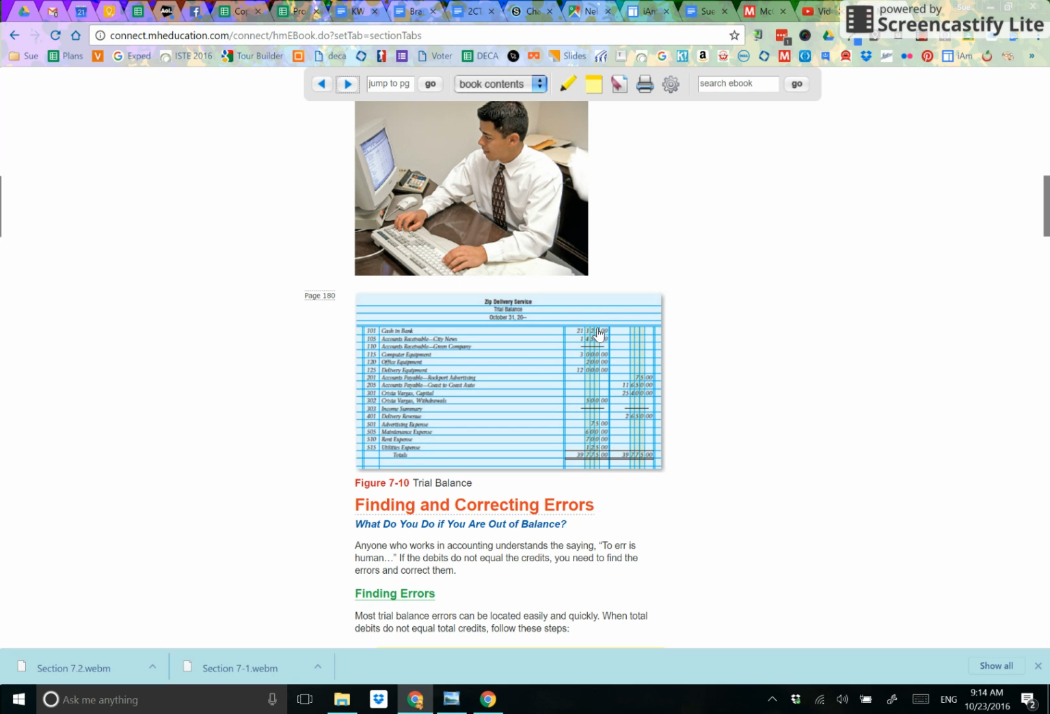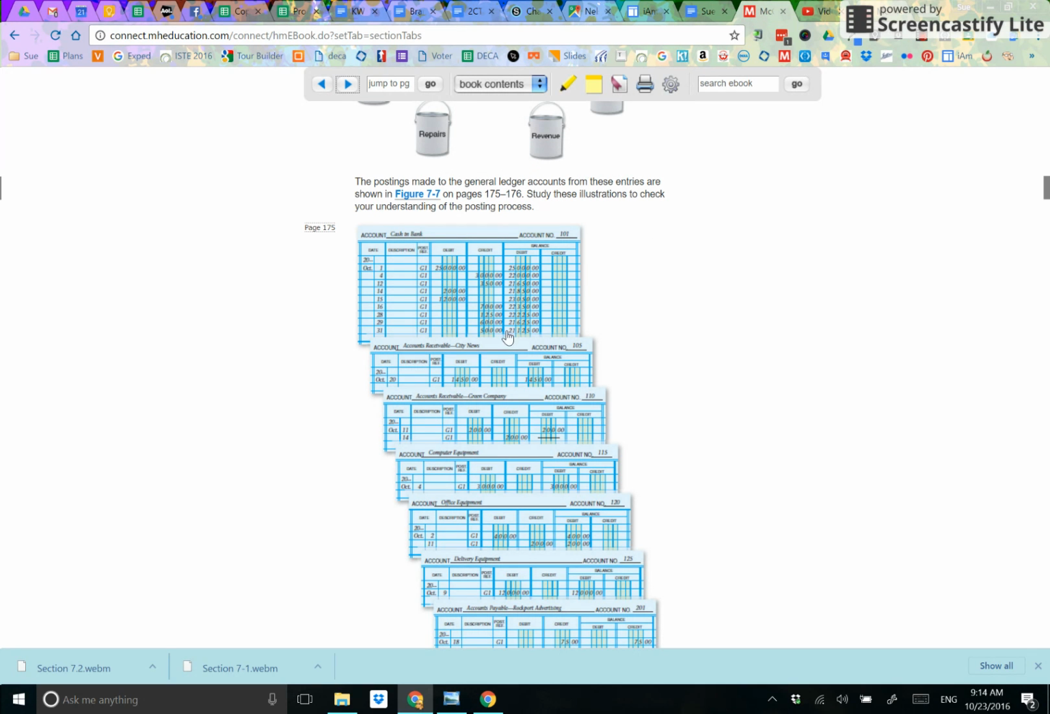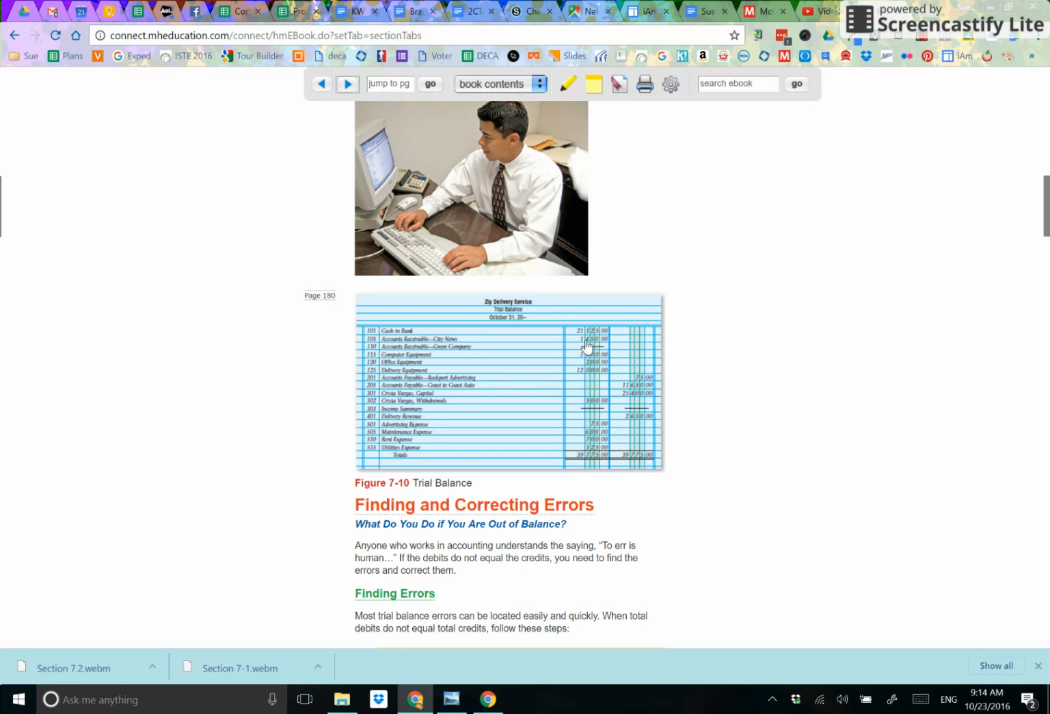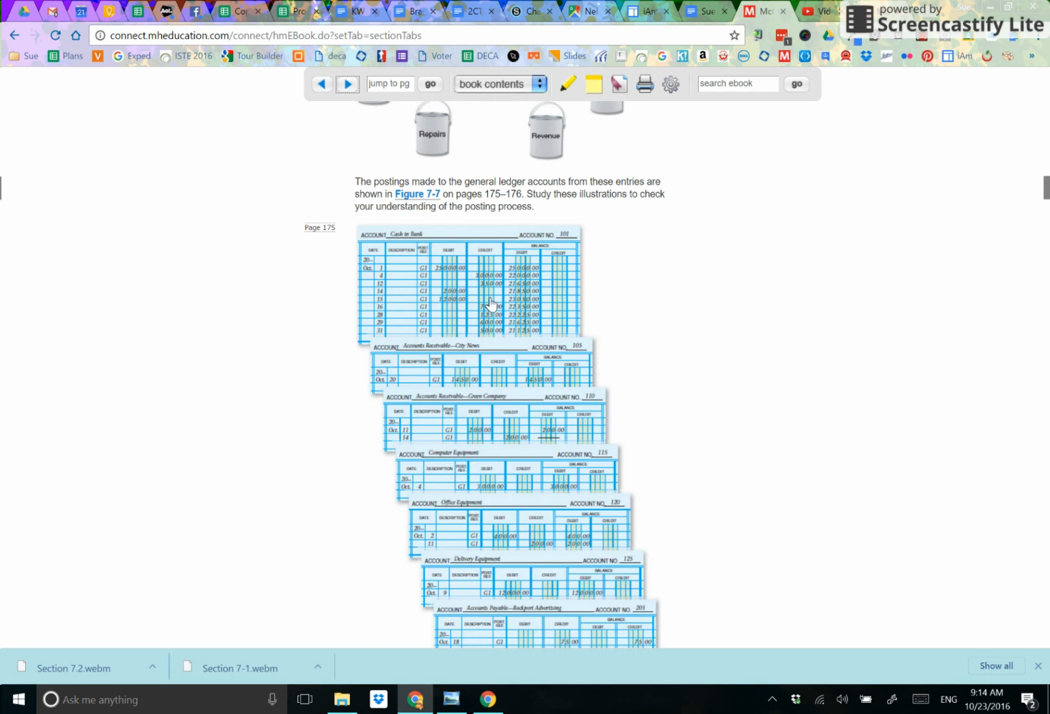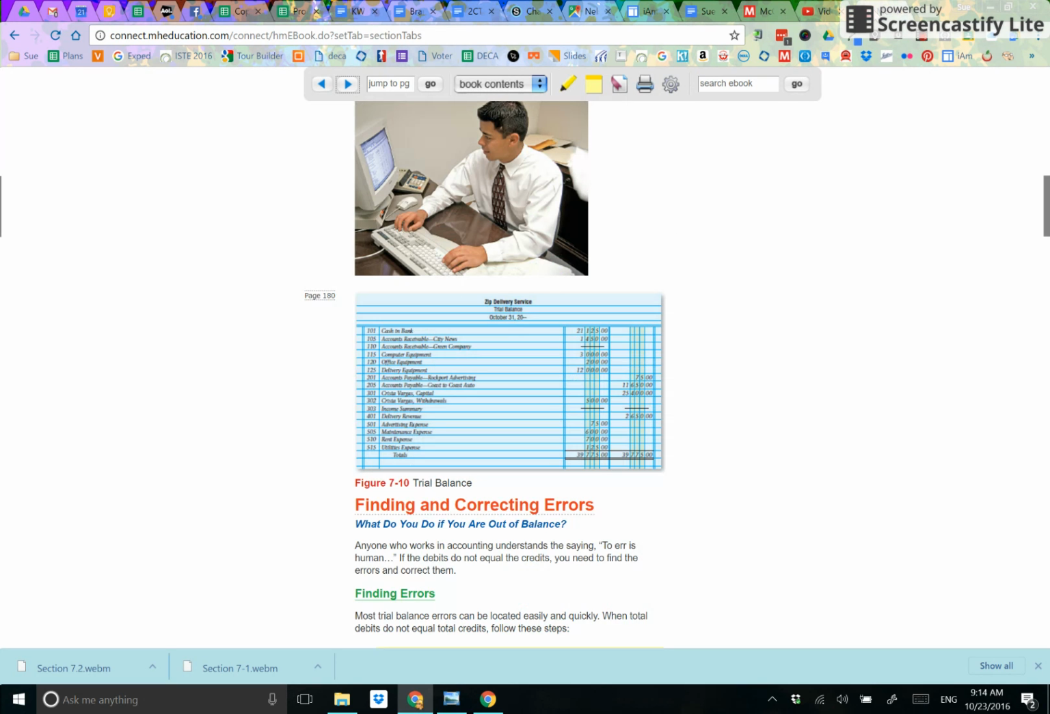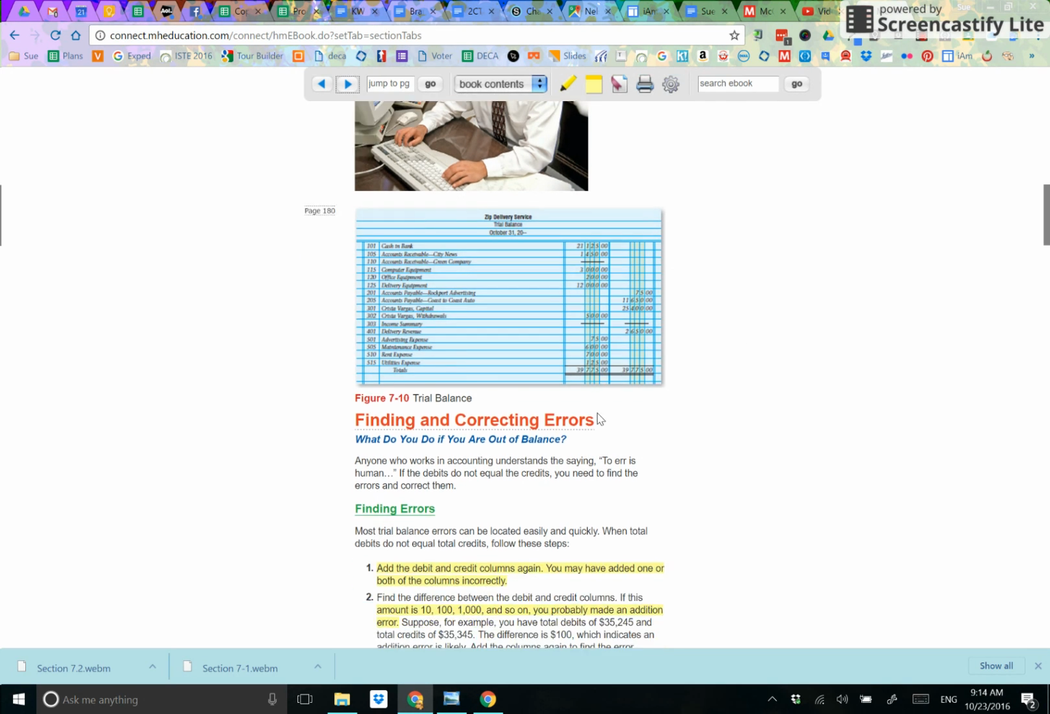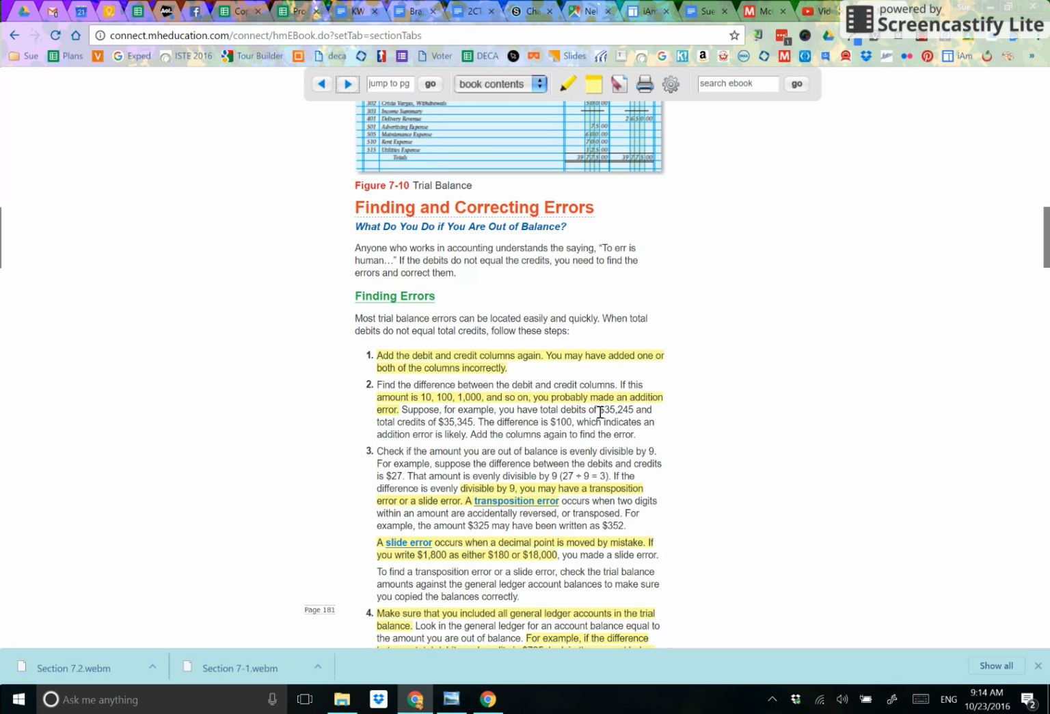And then we're going to take the balance from the ledger account. So we're going to do an equal sign right here, and we're going to come over and grab the balance down here of cash. And we're going to do an equals right here for accounts receivable, City News, and we're going to come here and grab that balance. We're going to do that so that we don't have an error in transferring the numbers back and forth, which seems kind of silly, but happens all the time.